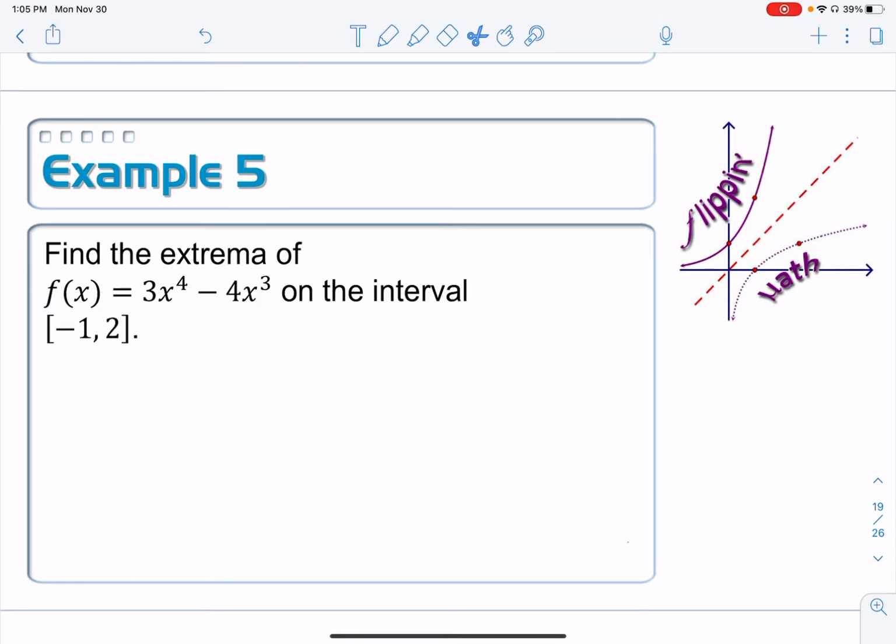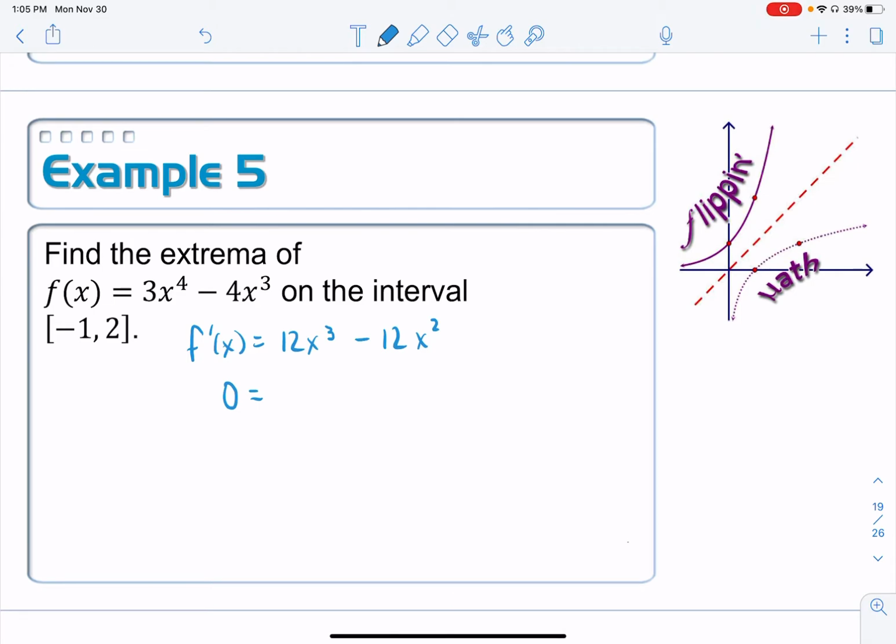I find the critical numbers. I'm going to find the critical numbers by finding the derivative and seeing where it's equal to 0 or undefined. So f prime of x is equal to 12x to the third minus 12x squared. Okay, critical numbers come from where this derivative is equal to 0 or undefined.